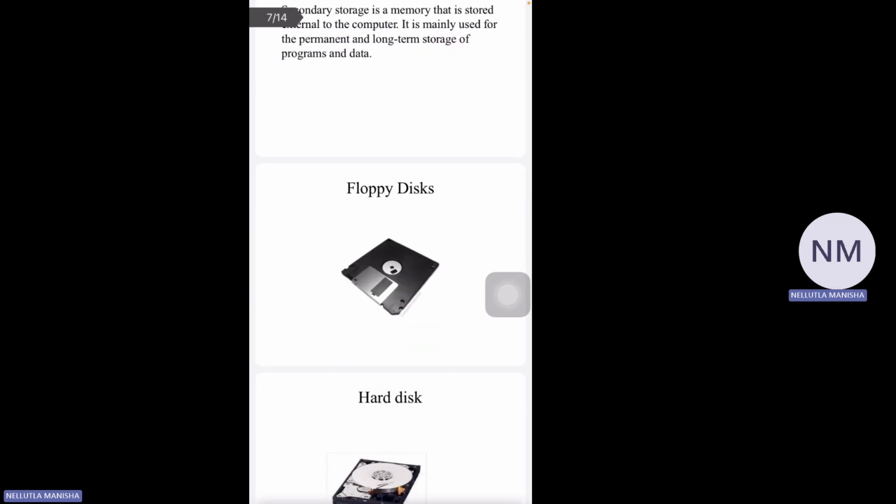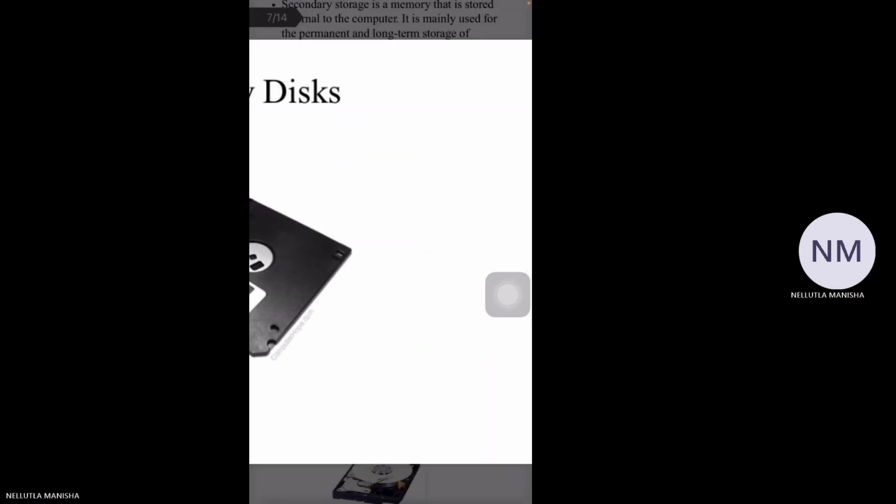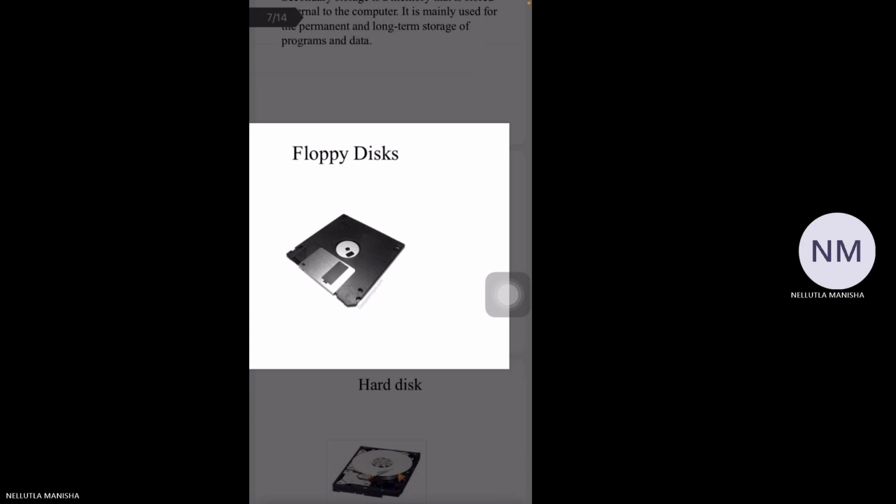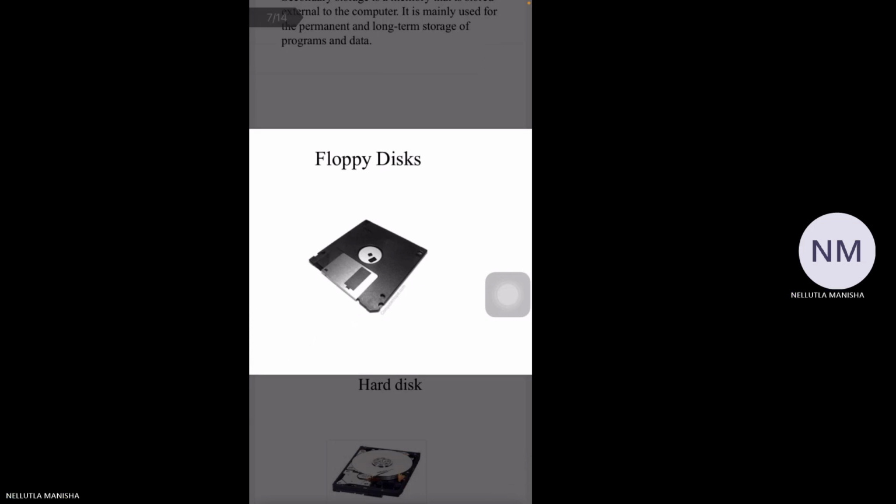And our first topic is a floppy disk. Floppy disks are data storage devices which consist of a thin magnetic storage medium encased in a square plastic shell. The storage capacity of the floppy disk is 1.47 MB, and floppy disks are inexpensive.